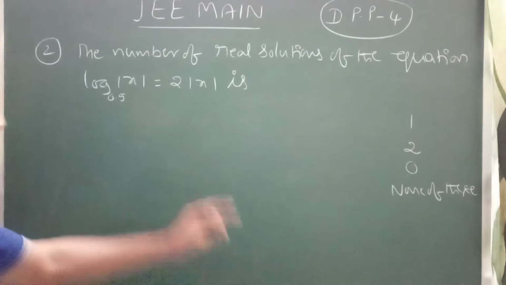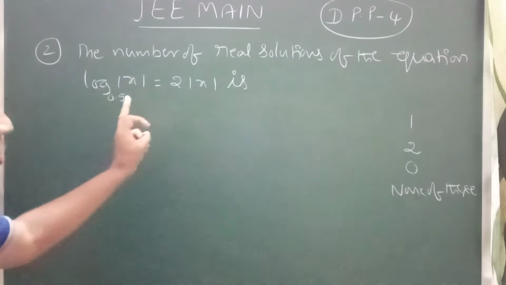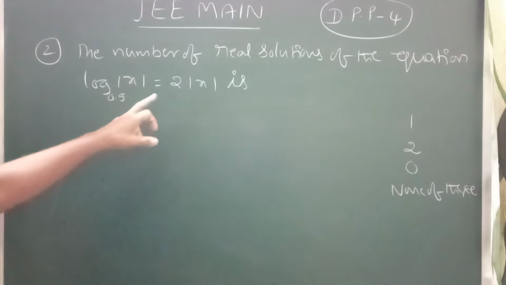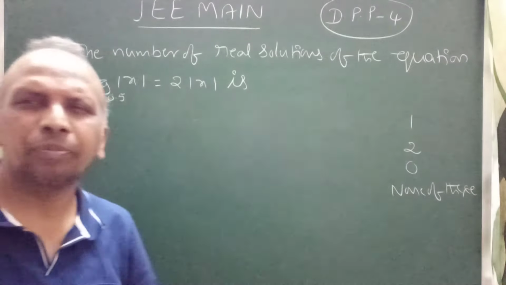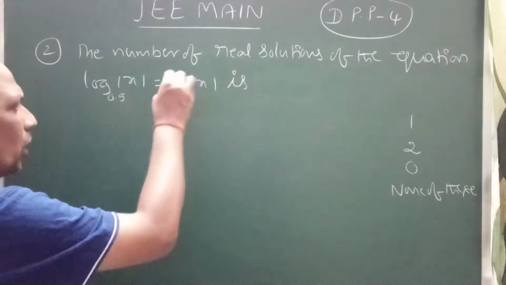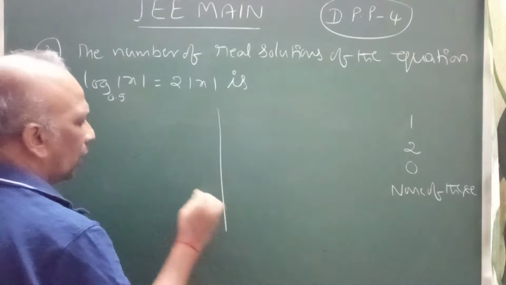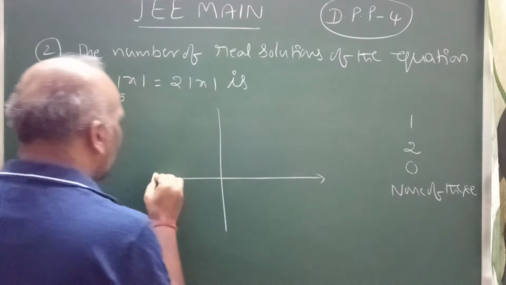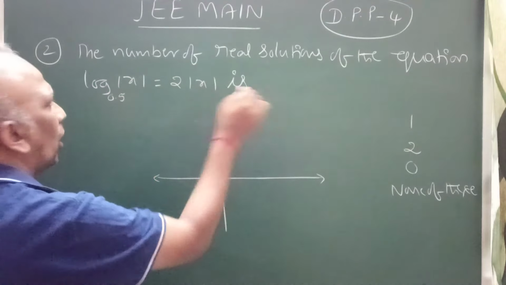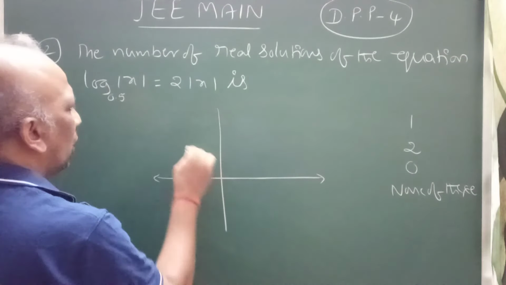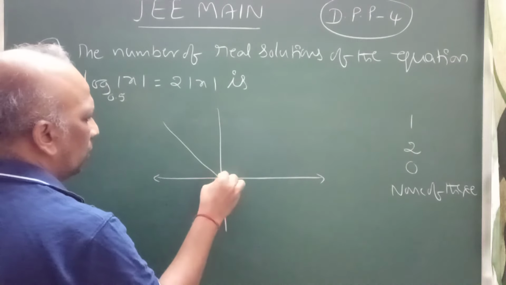See, they are asking here the number of real solutions of the equation log base 0.5 of mod x equal to 2 mod x. Simple problem. You can think of the graph of this one. If you draw the graph, you can split that. If I split the graph, I can write the graph of this one.